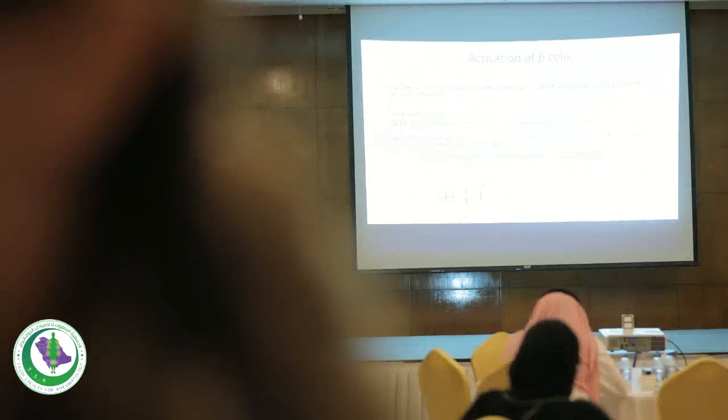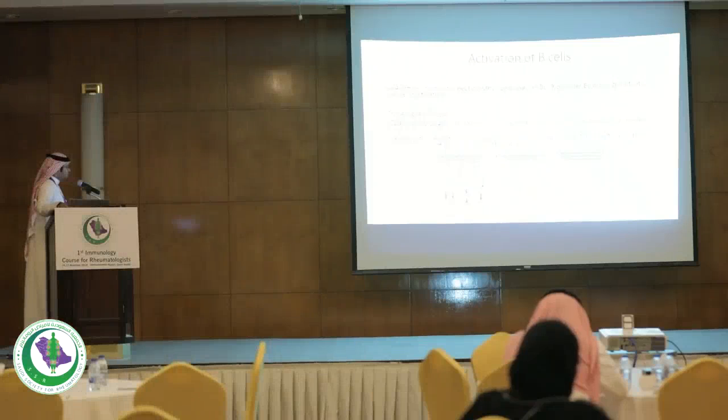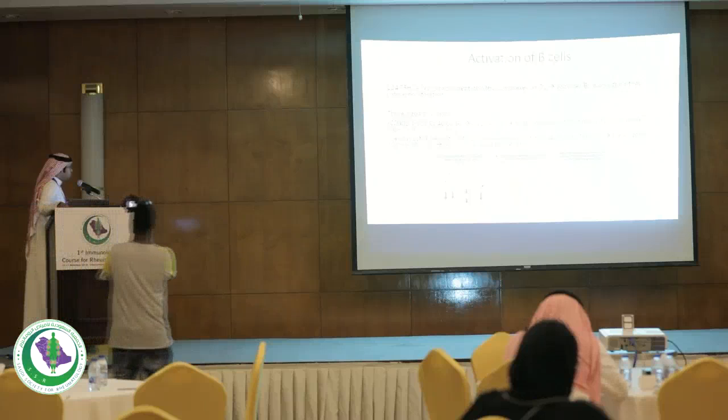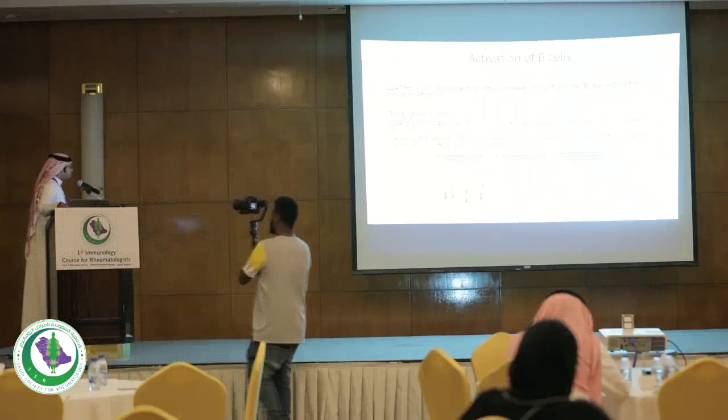So the humoral immune response starts by activation of the B cell. Let's talk about how the B cell gets activated. The B cell activation, as we said, requires two signals. The first signal is through the antigen receptor. The second signal is usually delivered through the T helper cell, and this is in the form of the CD40 ligand binding to the CD40.